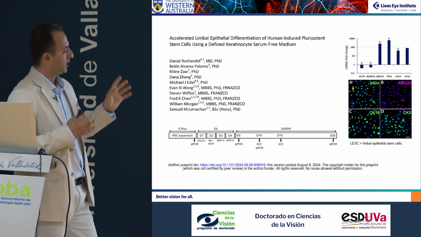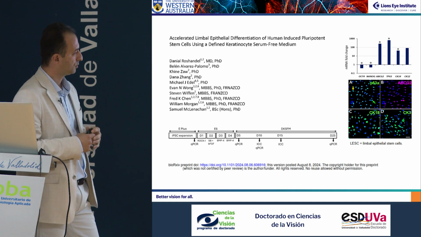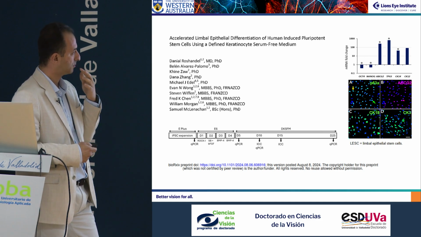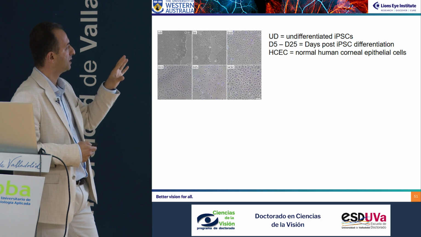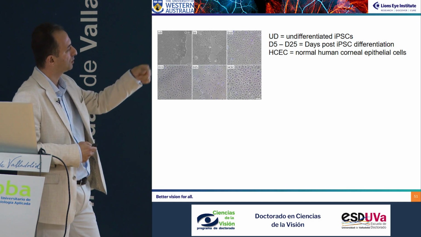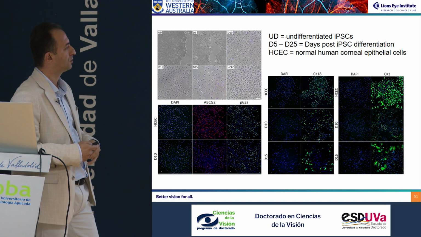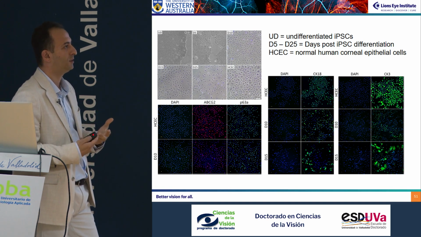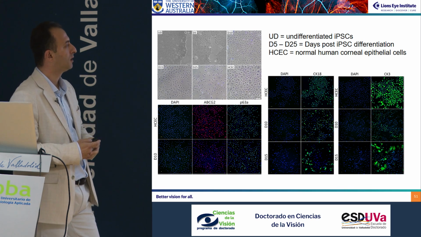So we followed that protocol, and we also used the other protocol, and we modified the old protocols and then did it in our lab. Again, we saw that after 10 to 15 days, the cell morphology changes to be more like human corneal epithelial cell lines, and most of them express ABCG2 and p63 alpha, and also CK18, which is a primary epithelial marker, and CK3, a differentiated corneal epithelial marker.